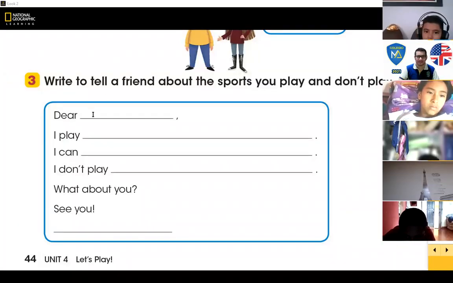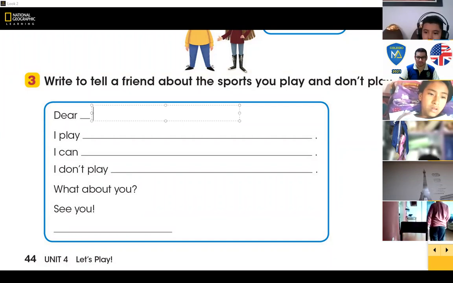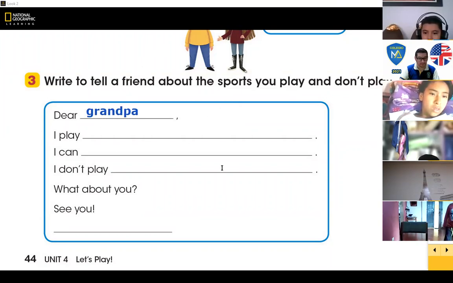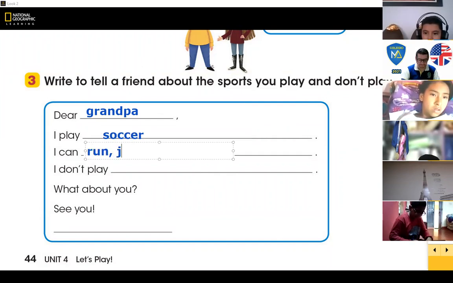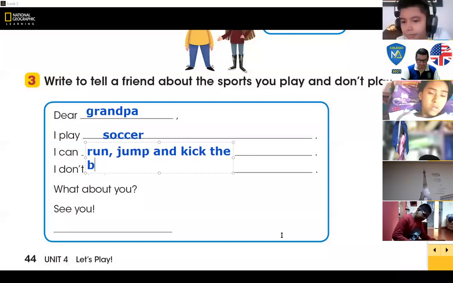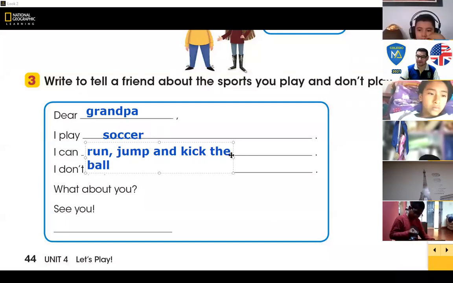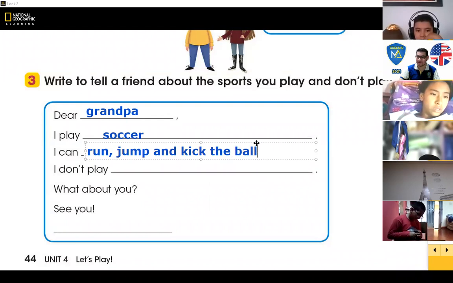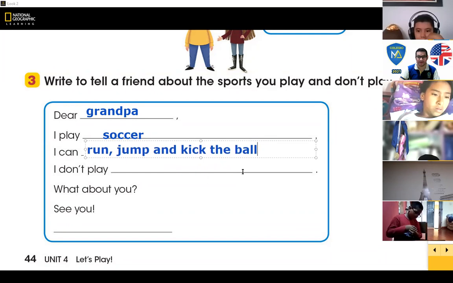For example, in this case, I'm gonna write to my grandpa. I say, dear grandpa, como querido abuelo, no? Dear grandpa, I play. You're gonna write here about the sport that you play, el deporte que juegas. For example, I play soccer. I can run, jump, and kick the ball, right? Those are the things that I can do in soccer, las cosas que puedo hacer. I can run, jump, and kick the ball, in what sport? In soccer.